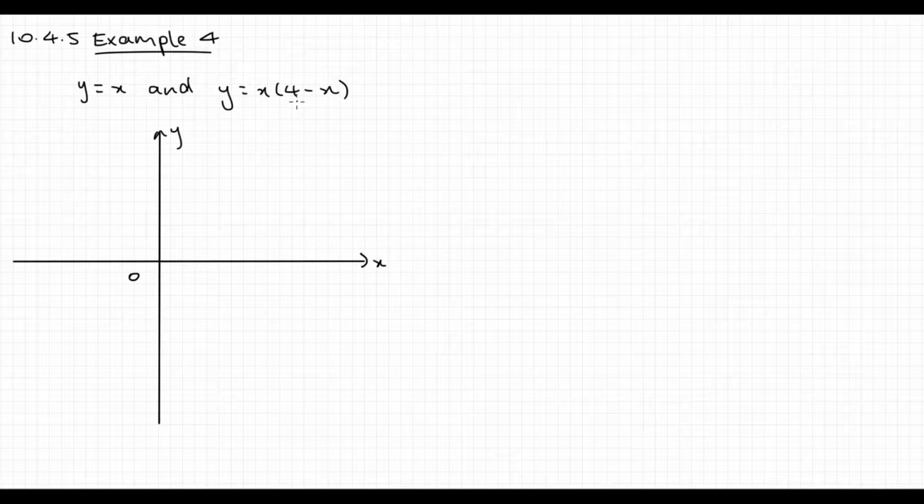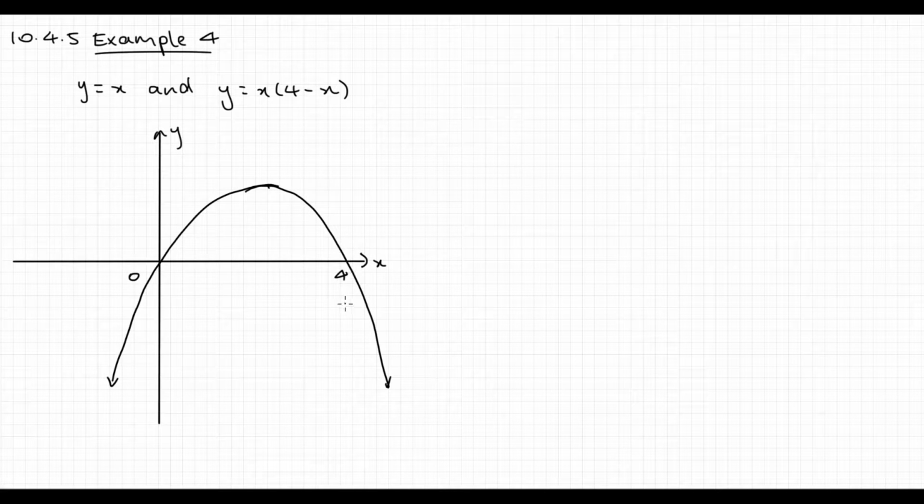So y equals x times 4 minus x is going to be the concave down parabola with x-intercepts at 0 and at 4. If I sketch this in, it's going to look like this, roughly speaking. This is of course not drawn to scale, but this is x equals 0, this is x equals 4. What's also going to be important is that we identify where the vertex is.